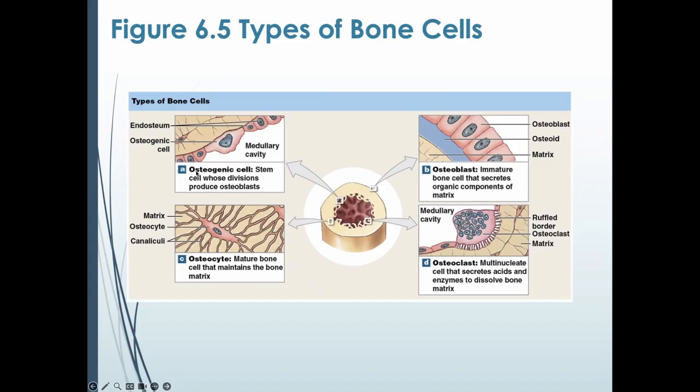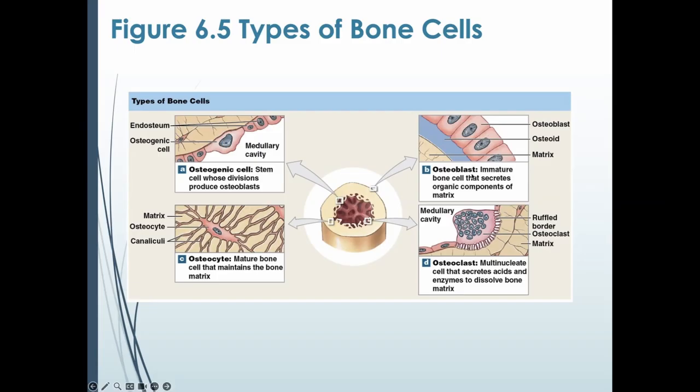You have your osteogenic cells. Basically, they're going to be stem cells. Here we're looking at the compact bone, and this is the medullary cavity. Here is your osteogenic cell. It's going to be a cell that divides. That's what stem cells do. They are divider cells. There are different levels of stem cells, but we're going to keep it light on this one. These stem cells, when they divide, are going to produce osteoblasts.